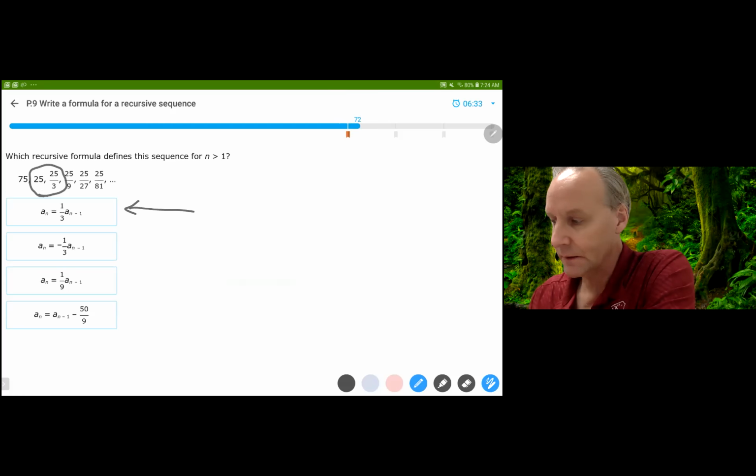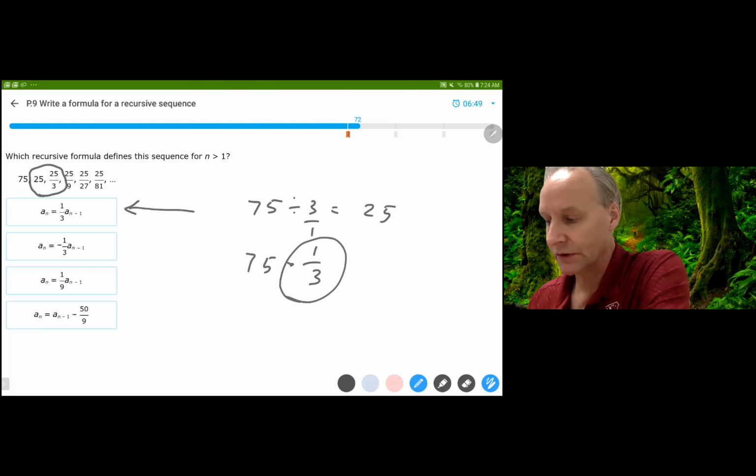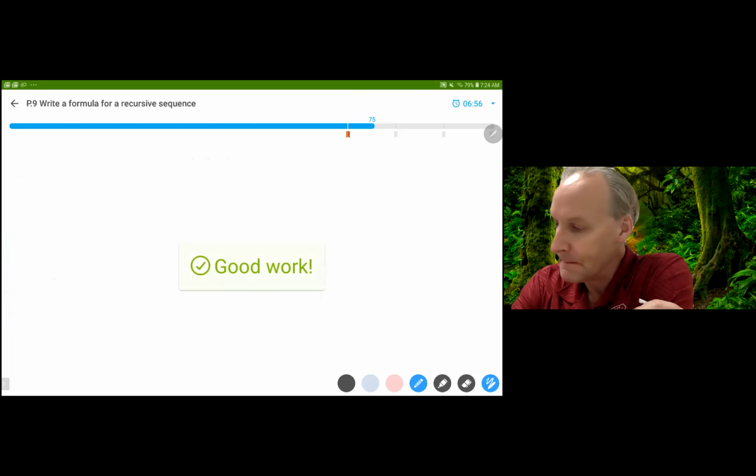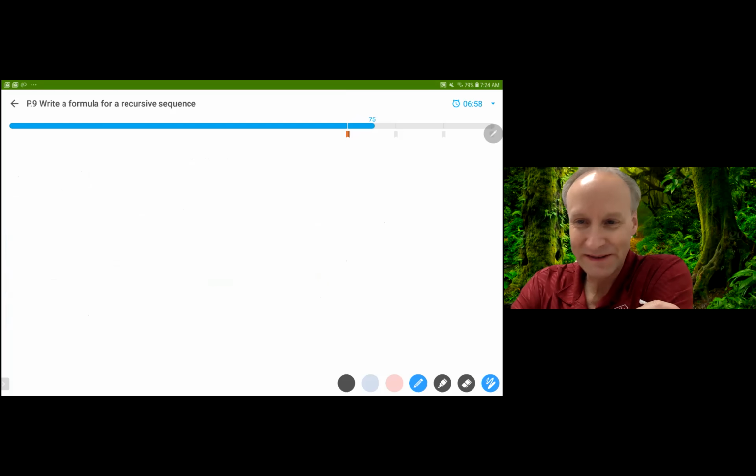Hopefully you can see it. Some people are going to say, well, wait a minute, didn't I divide by 3 and got 25? That's true, but dividing by 3, remember, is the same as multiplying by 1/3. And in this particular case, we want to multiply by a multiplier. Then there it is. Hopefully the bells aren't too distracting.